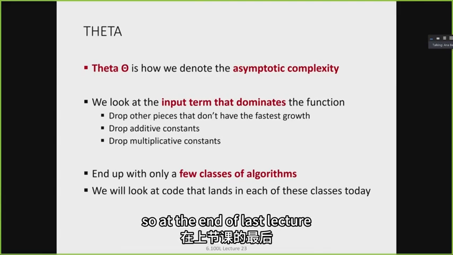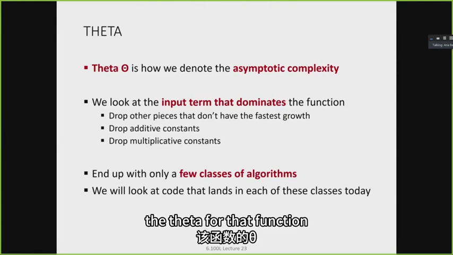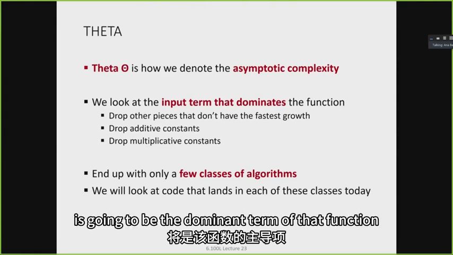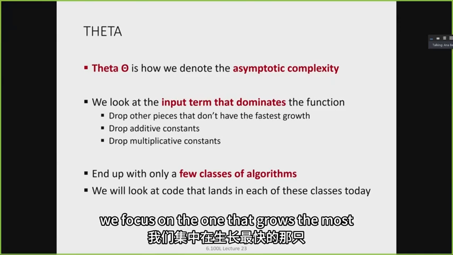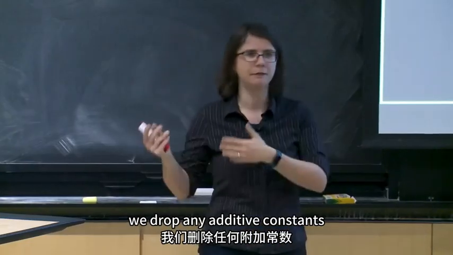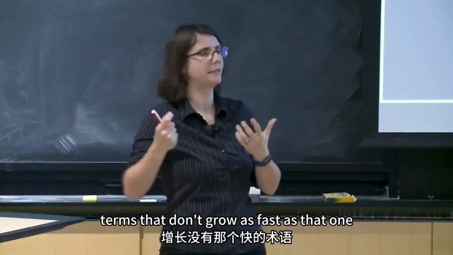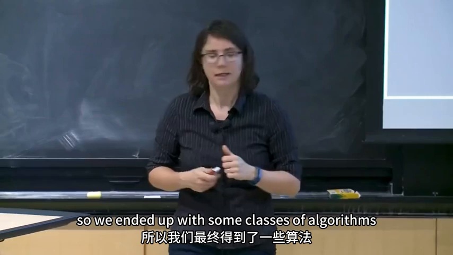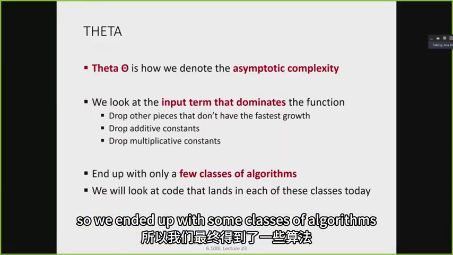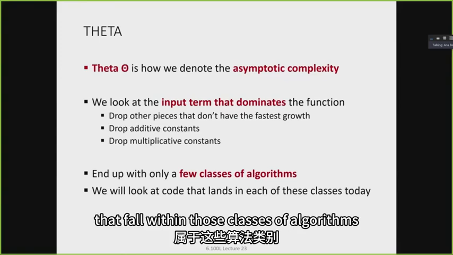At the end of last lecture, we basically said that given some function, the theta for that function is going to be the dominant term of that function. So if we have a whole bunch of terms, we focus on the one that grows the most. We drop any additive constants, any multiplicative constants, and all the other terms that don't grow as fast as that biggest one. So we ended up with some classes of algorithms that we're going to go over today. We're going to see a bunch of codes that fall within those classes of algorithms.